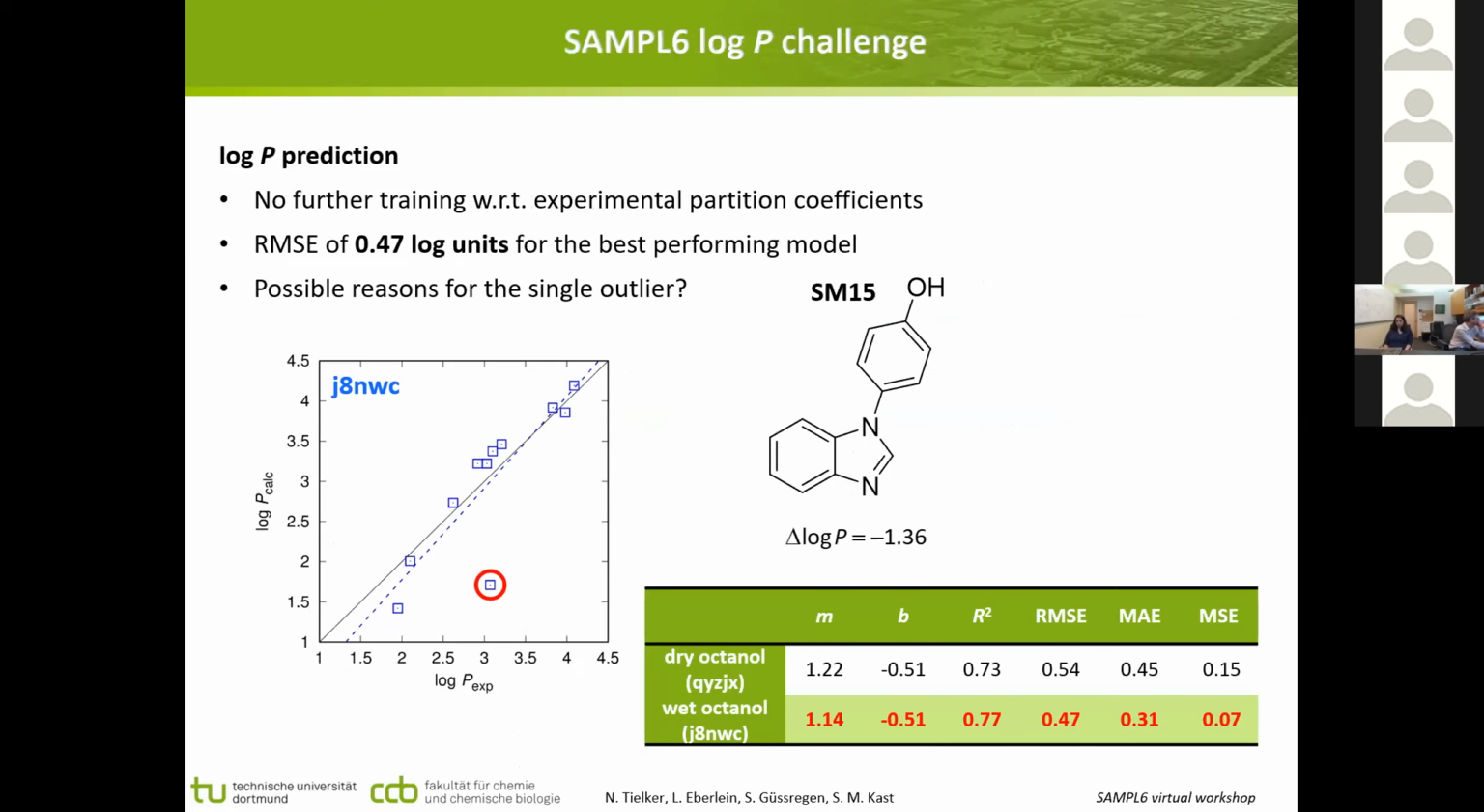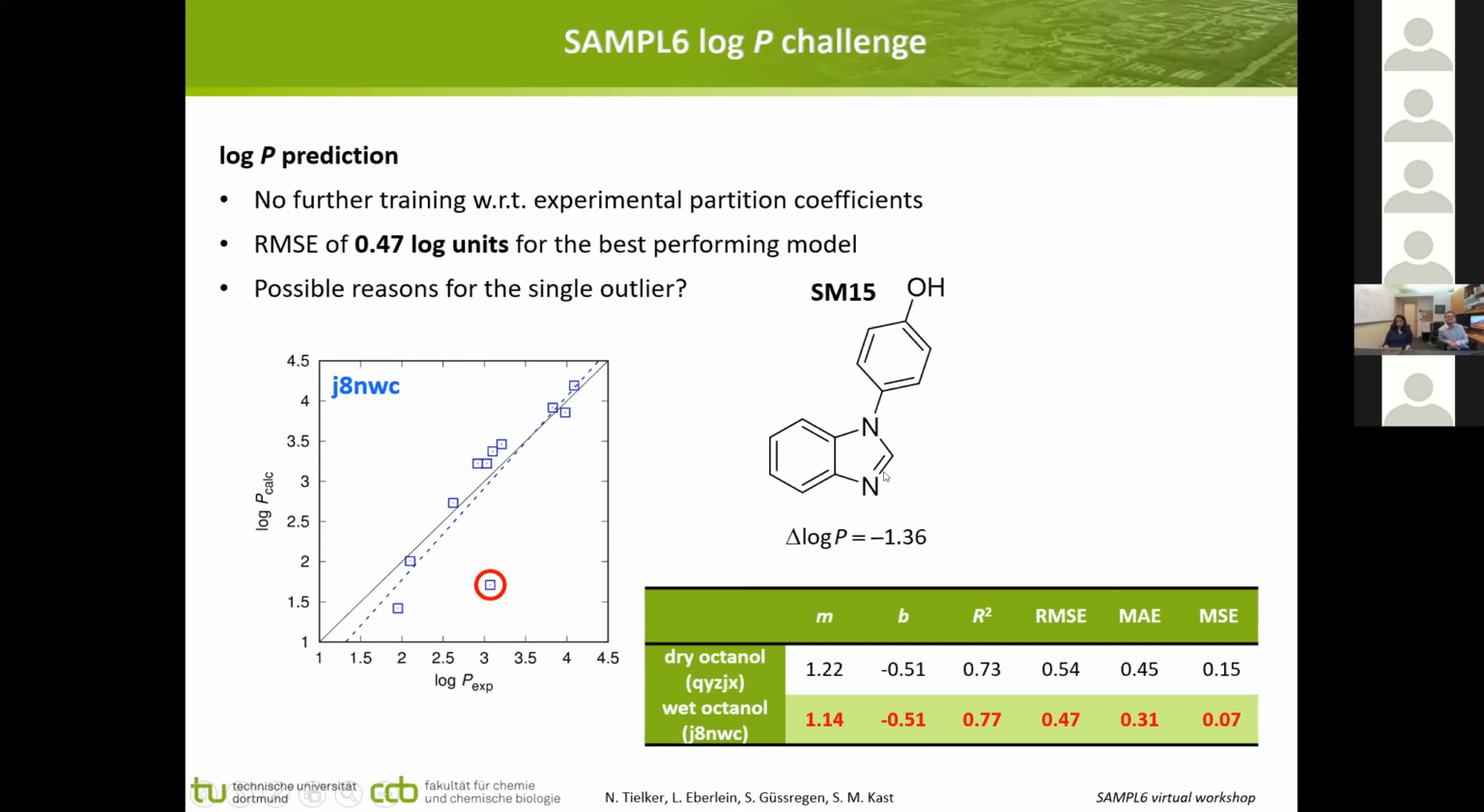And this is our best result. It is wet octanol, 2 parameters for the octanol part, 1 effective parameter because all molecules were neutral for water. So only 3 free parameters were effectively used. And we did not have to do any further training with respect to experimental partition coefficients. So our RMSE was below 0.5, our mean absolute error even 0.31. We were basically punished for this one very significant outlier, which is SM15.